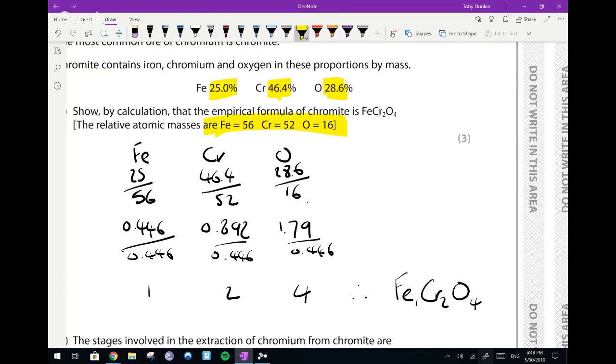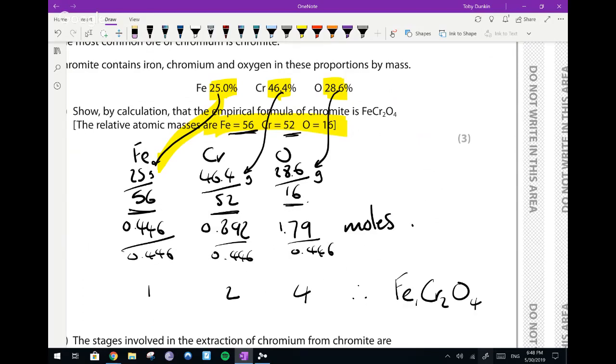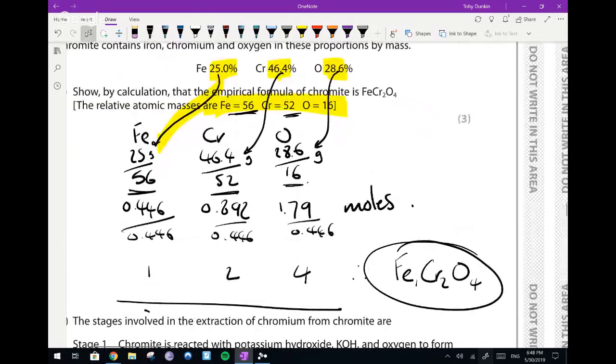So take the percentages, turn them into grams. There you go, grams, and then we know grams over Mr because we need to count particles. Moles counts particles. Divide them by 56, the Ar of iron, divided by 52, the Ar of chromium, and 16 of oxygen. You get those. Those are the moles. Now we want to actually find out what the whole number ratio is. Divide them all by the smallest, and you get a whole number ratio. And there's our formula, which matches.